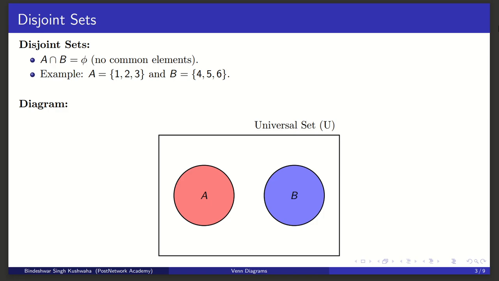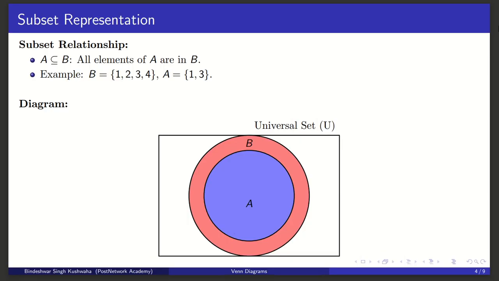Here you see that A and B are disjoint sets. Disjoint sets means no common elements. So both circles, A and B, are separate sets, and you can see that there is no overlapping.